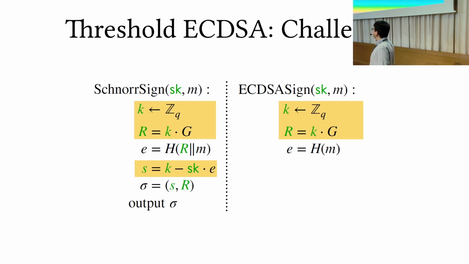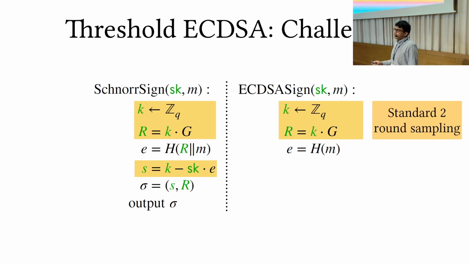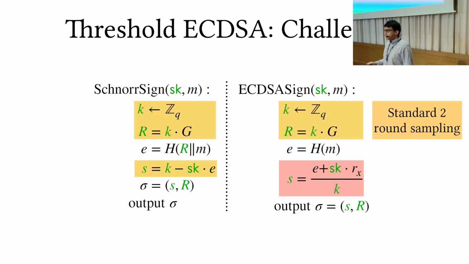So the first half of ECDSA is quite similar to Schnorr. We begin by just sampling the nonce. In the MPC context, this means that we can just take the same two-round sampling for the nonce. The unfortunate part is the second half of ECDSA, which is the combination of the secret key and the nonce.